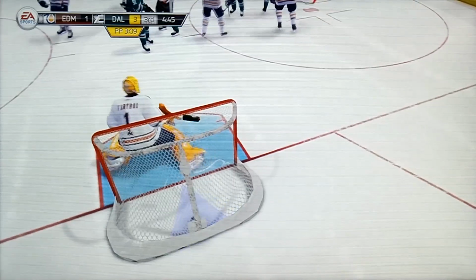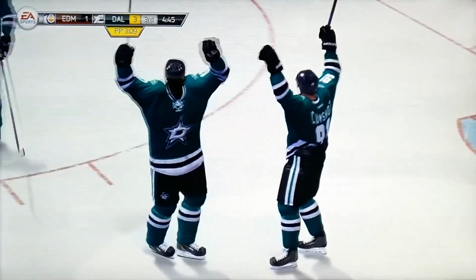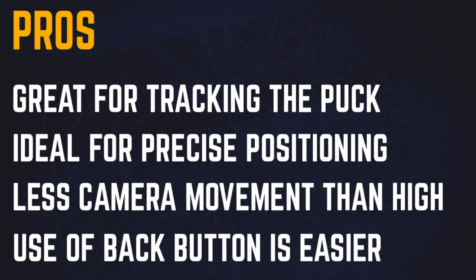But I think the advantage to this camera angle is that it's focused on the puck the whole time. So since you shouldn't be cheating the pass anyway, it makes it easier to react because the camera's going to follow the pass. Just some general tips for you guys before we wrap things up here.